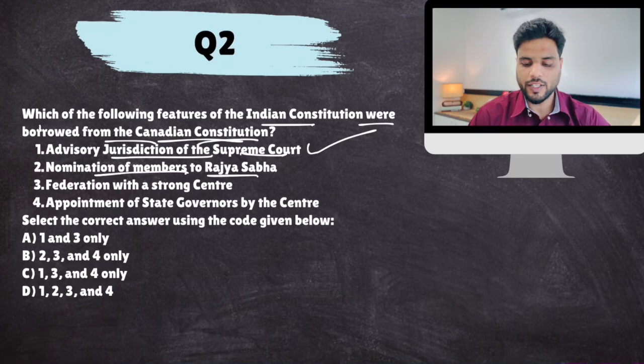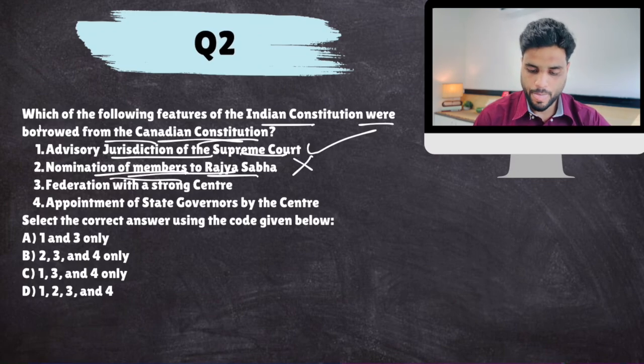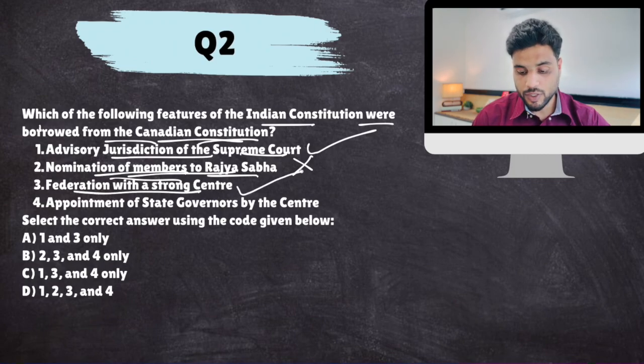Nomination of the members of Rajya Sabha. Now, Rajya Sabha contains elected members, but there are 12 nominated members. Now, this system of nomination we borrowed from the Irish Constitution, so this is false. Federation with a strong center, absolutely.